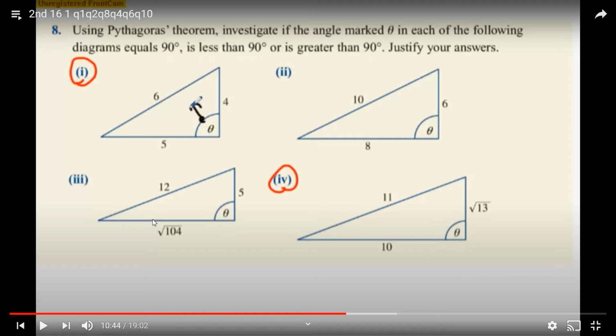If they equal, it's right angled. If the hypotenuse squared is bigger, it's obtuse. And if the hypotenuse squared is smaller, it's acute. Give it a go.